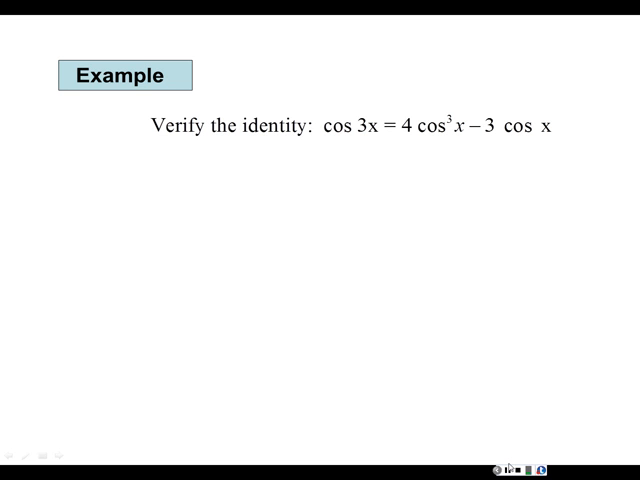For cosine 3x, there must be several different ways of doing the same identity, but I always try to explain what I understand and what I think is easy. So one of the options is, if you think of cosine 3x as cosine of x plus 2x, then from there you can apply the formula for cosine of alpha plus beta.